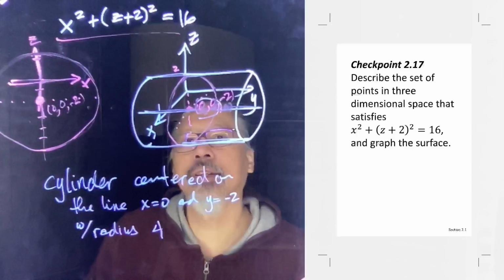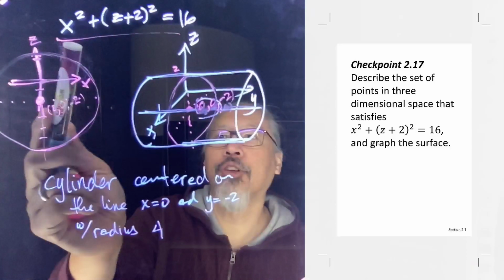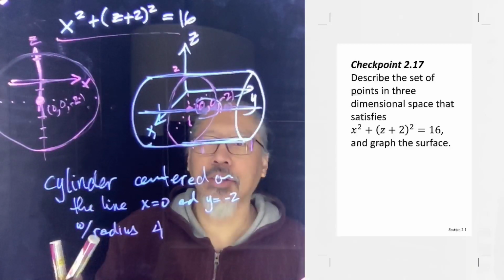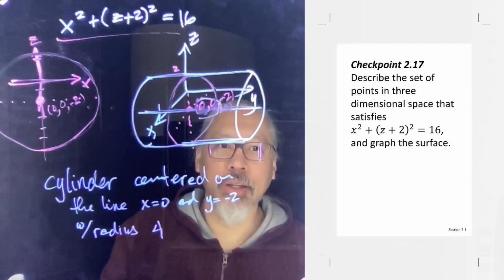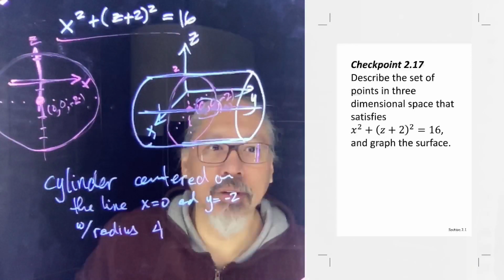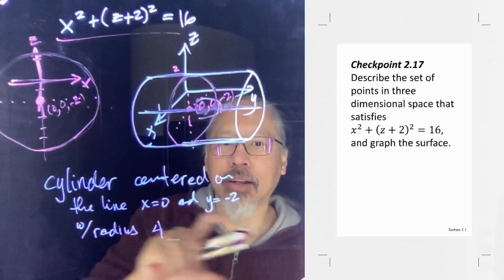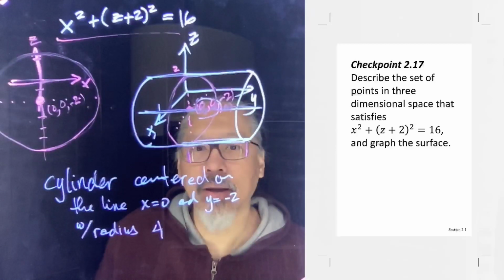Okay, I think that would be a way to describe this. And just remember that if we have one of the variables missing, we can imagine that we'll take the shape in the other two variables, and then we can extend that to whatever, and kind of drag it along the axis where the variable's missing. Okay, I hope that helps.